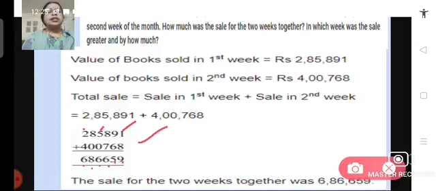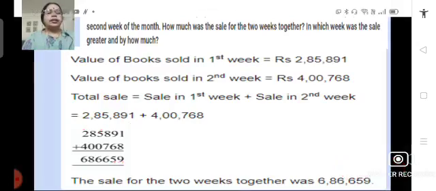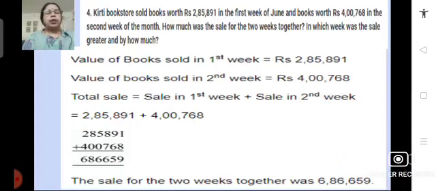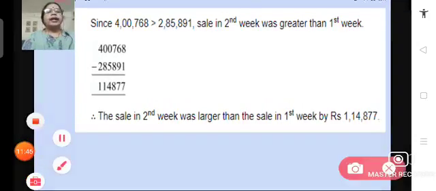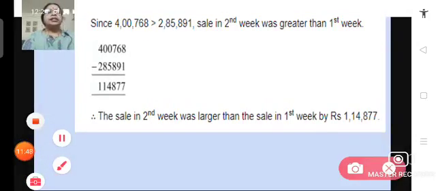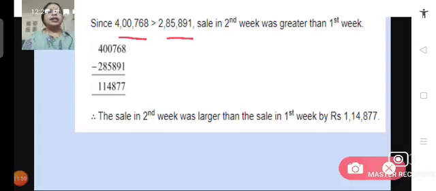So what is the sale for the 2 weeks together? It is 6,86,659. This is the first part of the problem. Now let's solve the second part of the problem. Since 4,07,68 is greater than 2,85,891, we can know that sale in the second week was greater than the first week, isn't it?